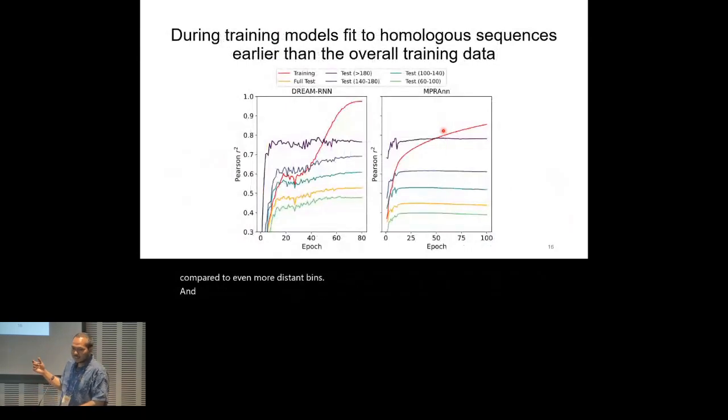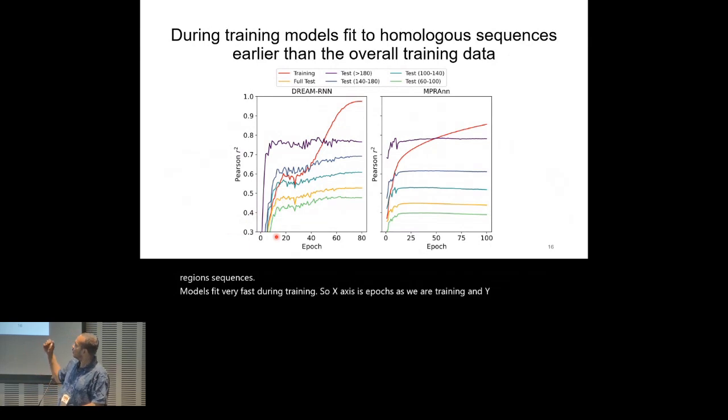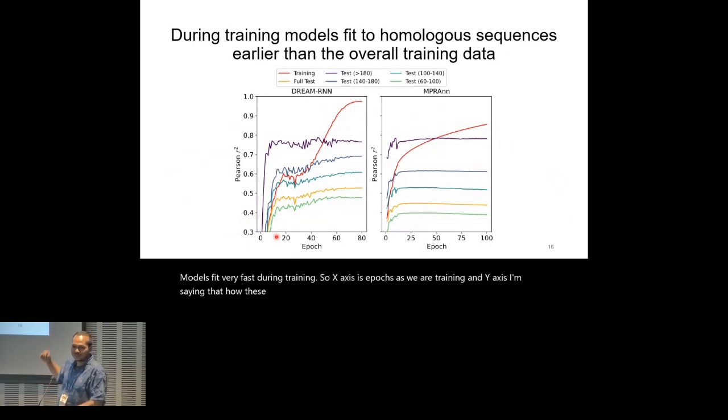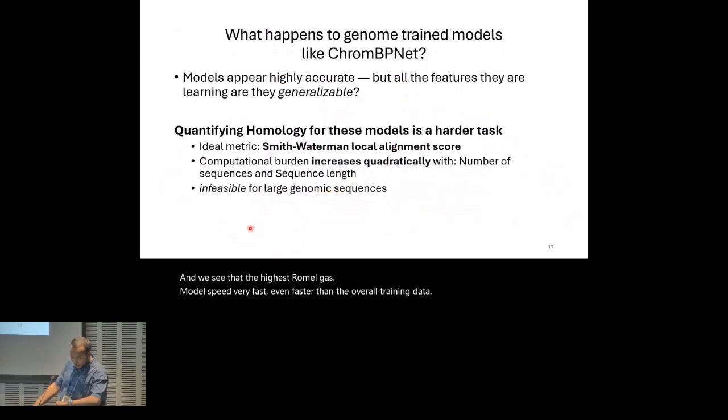And we see another interesting phenomenon: on the test set, for the highest homologous sequences, models fit very fast during training. The x-axis is epochs as we are training, and the y-axis shows how models fit these different ranges of test sequences. We see that for the highest homologous ranges, models fit very fast, even faster than the overall training data. Now, what happens to models like ChromBPNet or Enformer or Borzoi?